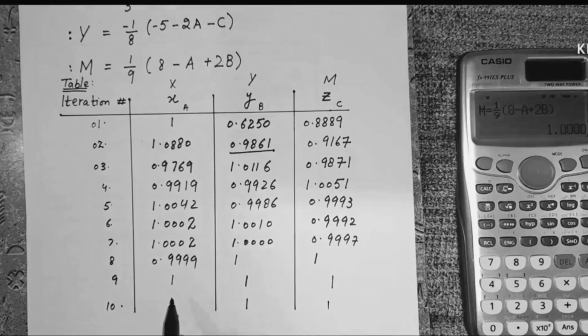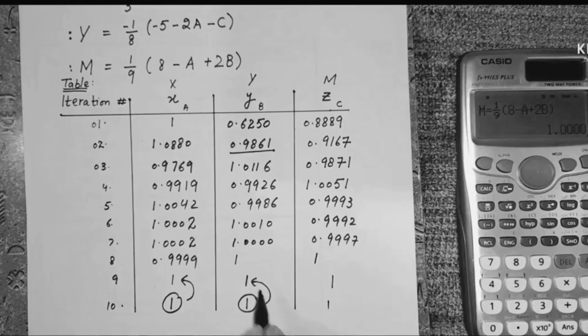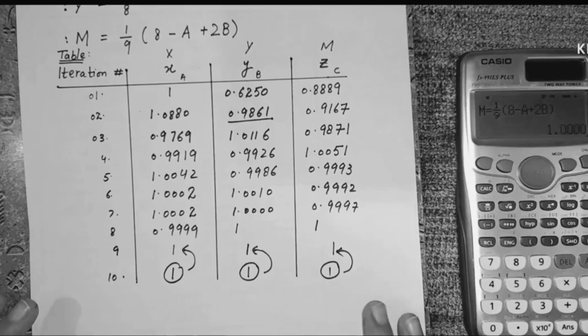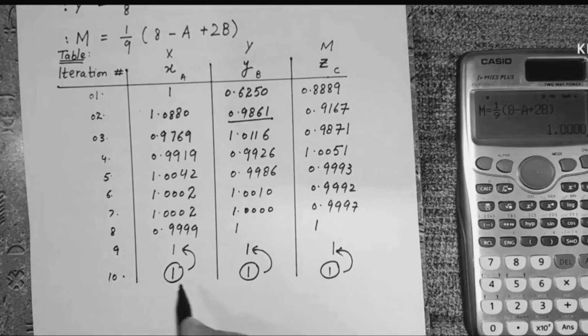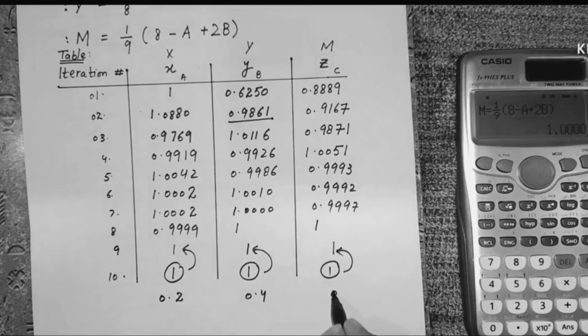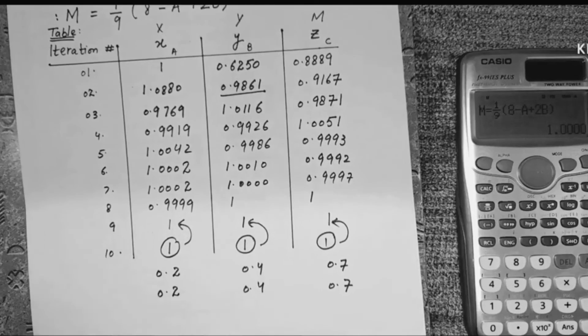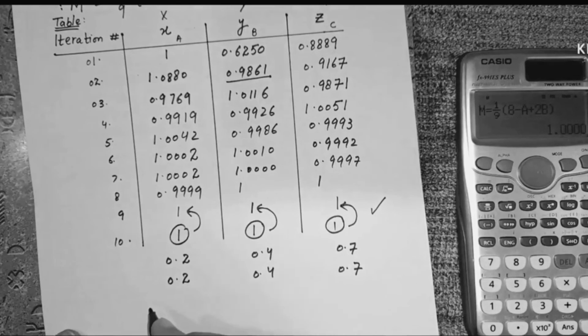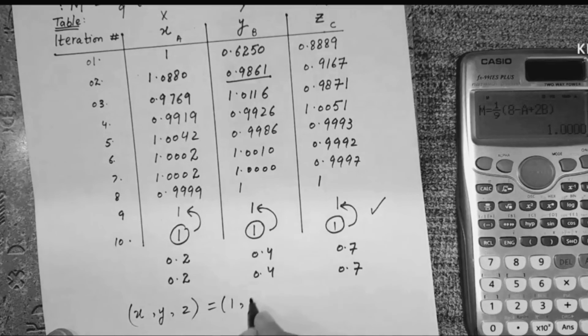So if the value of x matches the previous value of x, the value of y matches the previous value of y, and the value of z matches the previous value of z, then it means that we get our answer. For example, suppose here it is 0.2, here it is 0.4, here it is 0.7, and the next values we get are 0.2, 0.4, 0.7, it means that we have solved our question. So in this case, our answer is x, y, z, 1, 1, 1.